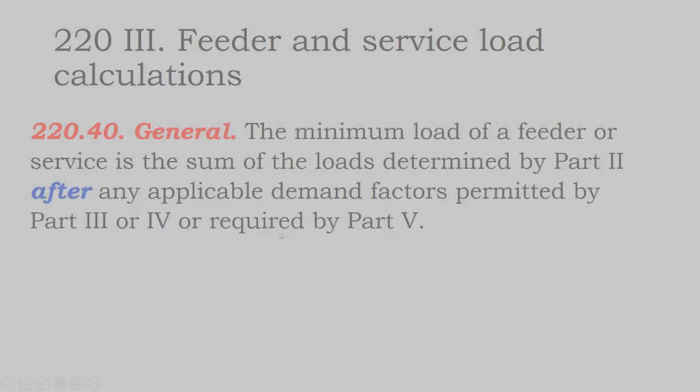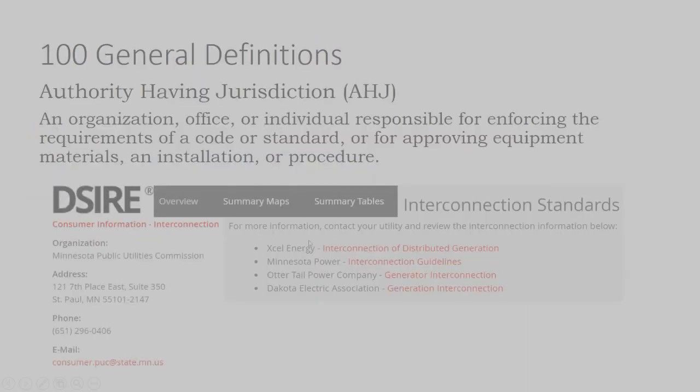Let's kind of accelerate some of the content along here. Got another definition. The authority having jurisdiction: an organization, office, or individual responsible for enforcing the requirements of a code or standard, or for approving equipment, materials, and installation or procedure. So the authority having jurisdiction has final say over what code is used.